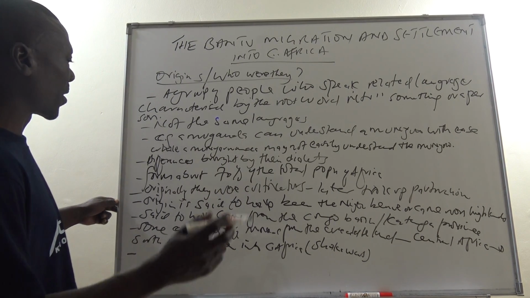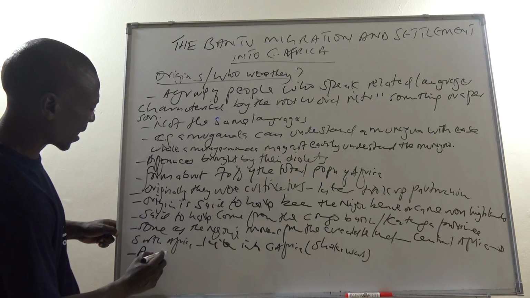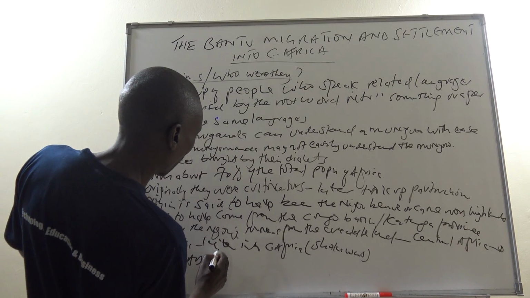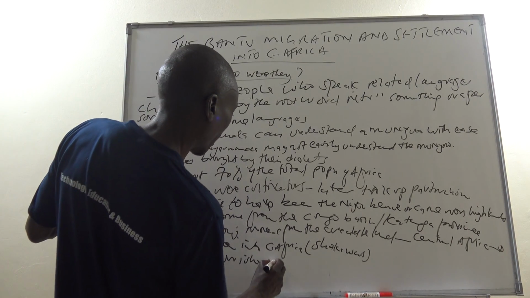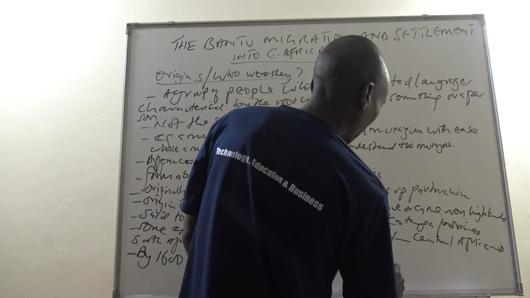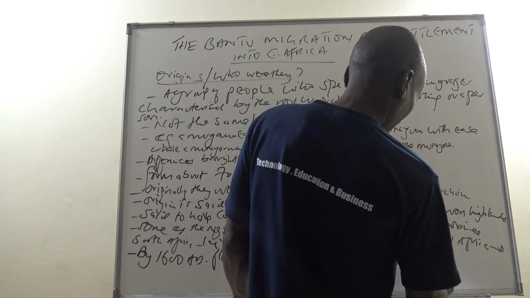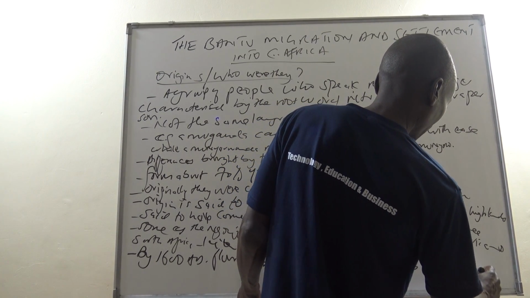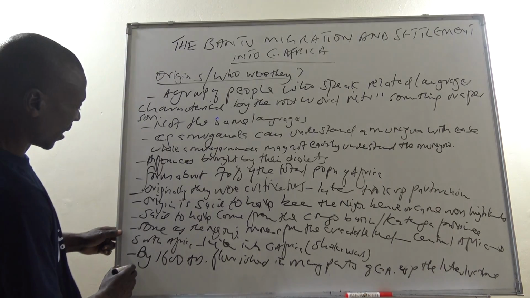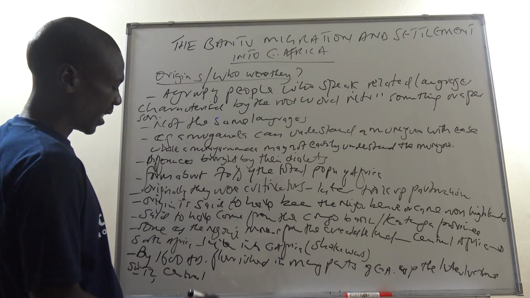Yes, and of course we are told that by 1600 AD they had flourished in many parts of East Africa, especially the Interlacustrine region, the area in between the Great Lakes of East Africa, southern Tanzania, central, and later the coast.